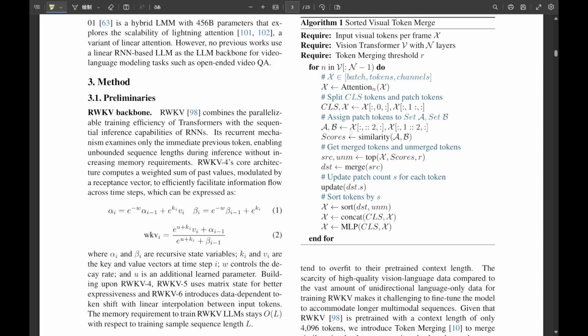Right. Then, to connect those visual features from SIGLIP to the RWKV language model, they use something pretty simple. Just a two-layer MLP, a multi-layer perceptron. That's the bridge. A simple connector. Yeah, nothing too fancy there.